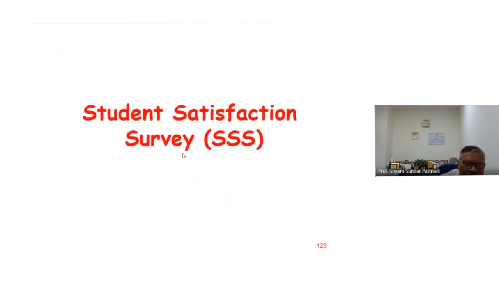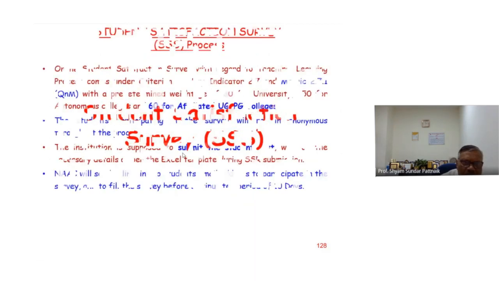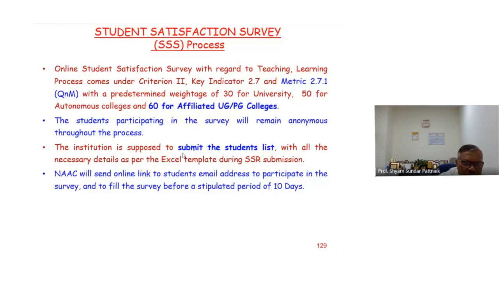These are some standard procedures: profile, then the student satisfaction survey. This is also very important. The online student satisfaction survey with regard to the teaching-learning process comes under the criteria. Key indicators are also mentioned with predetermined weightage: 30 for university, 50 for autonomous, and 60% for affiliated colleges.